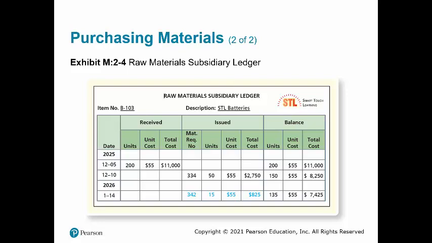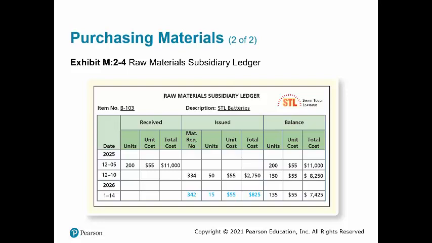At the bottom of the subsidiary ledger, you will see a materials requisition that has been made for 15 batteries. Those are going to be batteries that are going to be used in job 27 as we will follow it through the process.